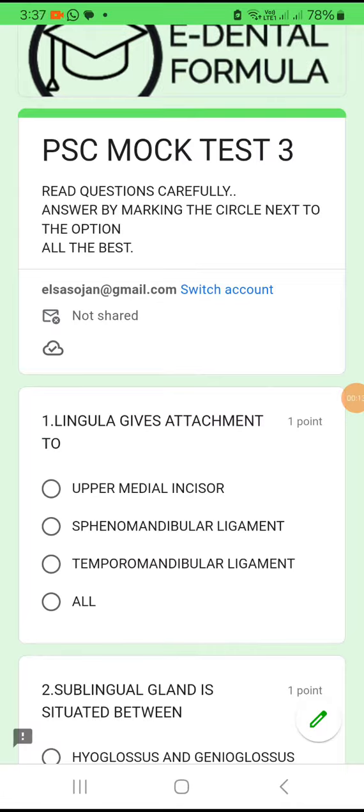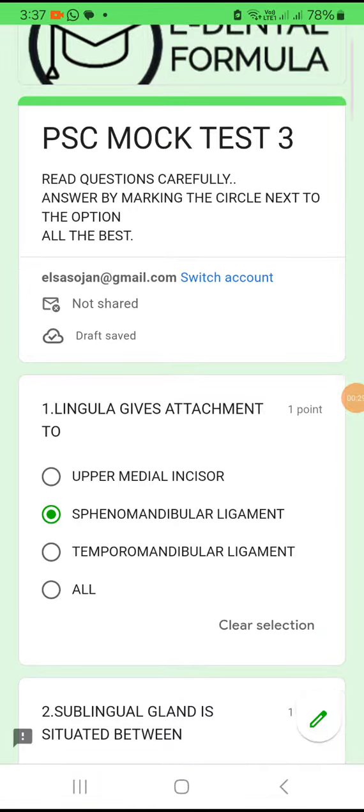First one, the lingula gives attachment to: upper middle incisor, sphenomandibular ligament, temporomandibular ligament, or all of them. Lingula gives attachment to, second option, sphenomandibular ligament.